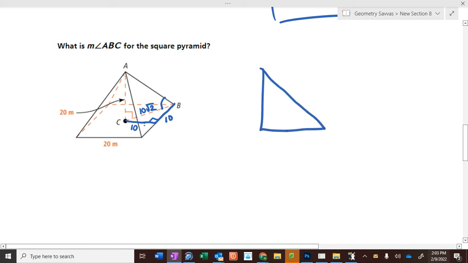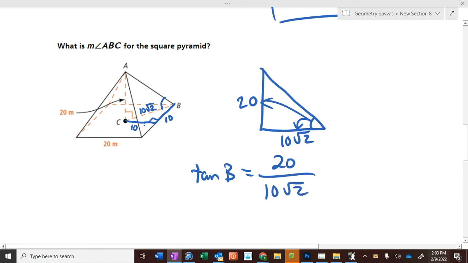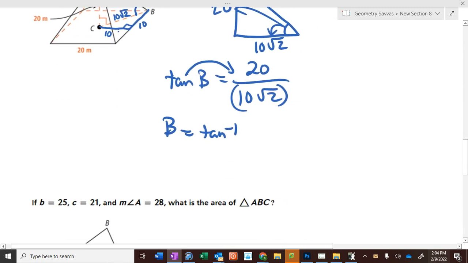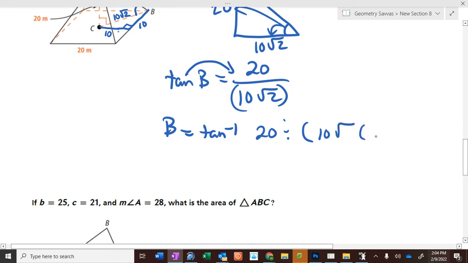So you have a triangle here. This side's 10 square root of 2. This side's 20. We want to know this angle. Opposite, adjacent is tangent. The tangent of my angle B equals the opposite side 20 over the adjacent side 10 square root of 2. All right, so you got to be careful here because of this stupid square root. You need to put that in parentheses in your calculator. And then you need to take the tangent to the other side. So B equals the inverse tangent. So you do second tangent of 20 divided by parentheses 10 square root of 2. So it probably will make a parenthesis like this, and then you close that, and hit equals.